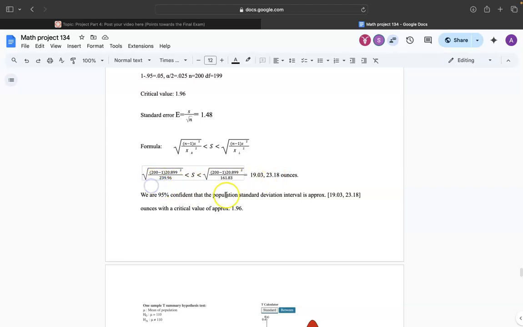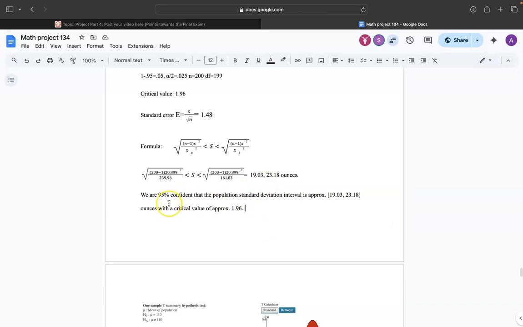It's going to be the square root of 200 minus 1 times the 20.899 to the second power, divided by the 239.96. As we make our way across, it's going to be less than the square root of 200 minus 1 times the 20.899 to the second power, divided by the 161.83. For our answer, it's going to consist of 19.03 and 23.18 ounces.